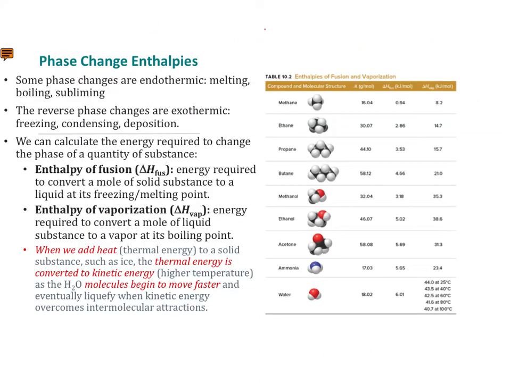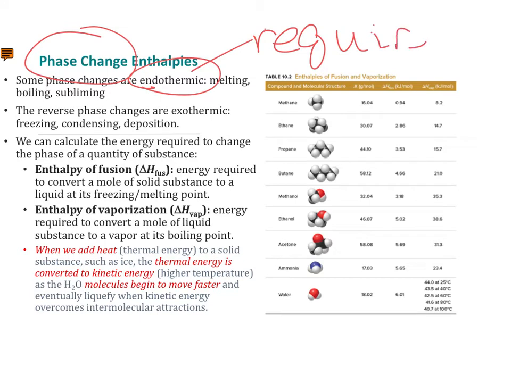Let's talk about really simple systems to begin with, phase changes. Okay, so we're not talking about chemical reactions yet. Let's just melting or boiling something. So some phase changes, of course, are endothermic, which means they require input of heat, right? And so melting, boiling, and subliming. Just to remind you, in case you're unfamiliar with that term, subliming is when you go directly from a solid to a gas. You do not go through the liquid phase. That is subliming. So all of those phase changes are endothermic.